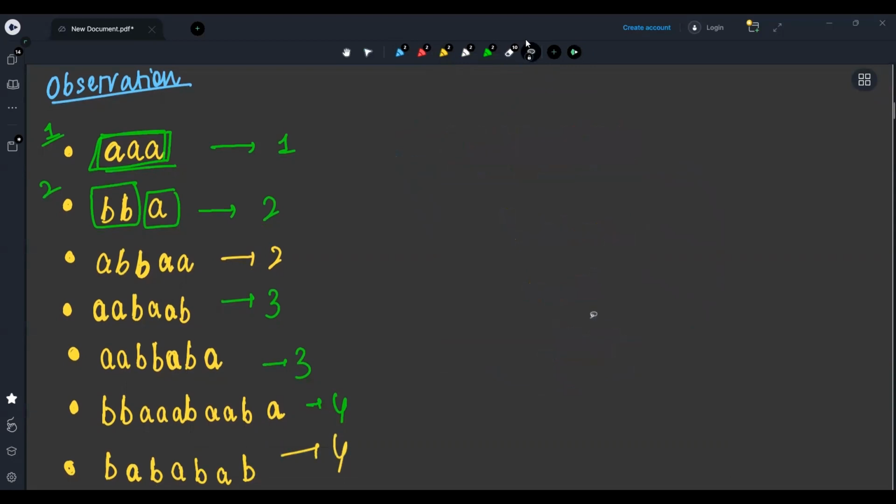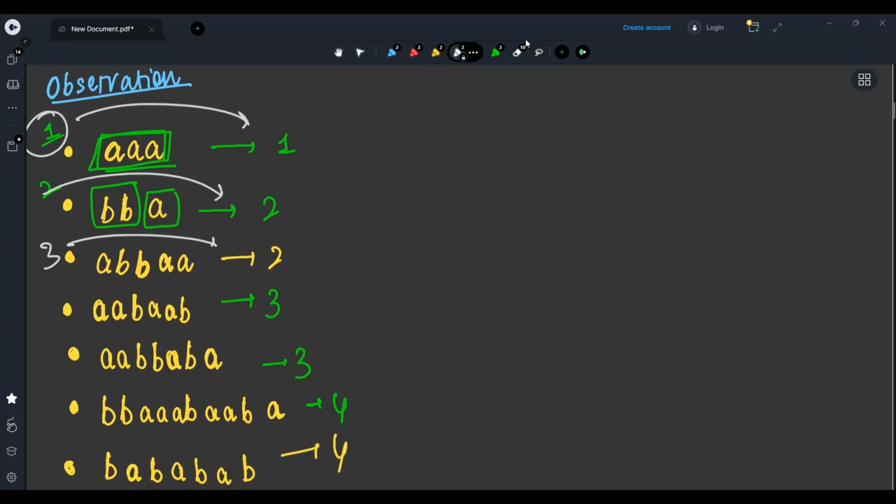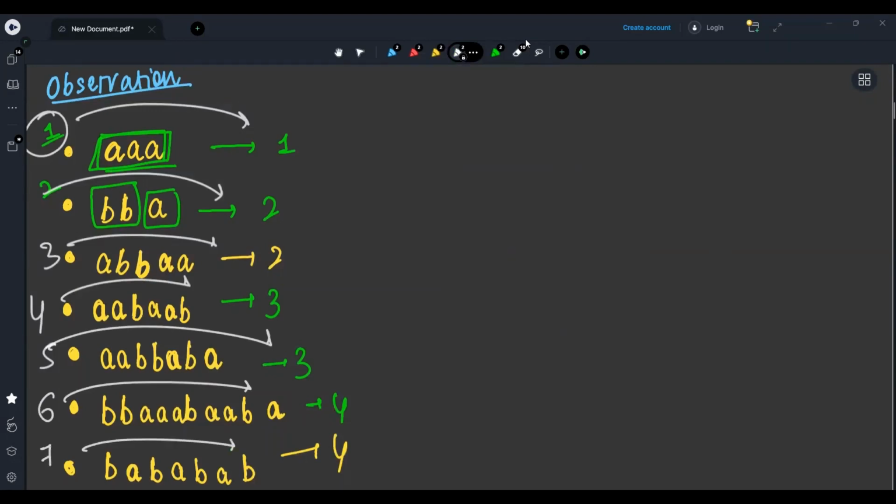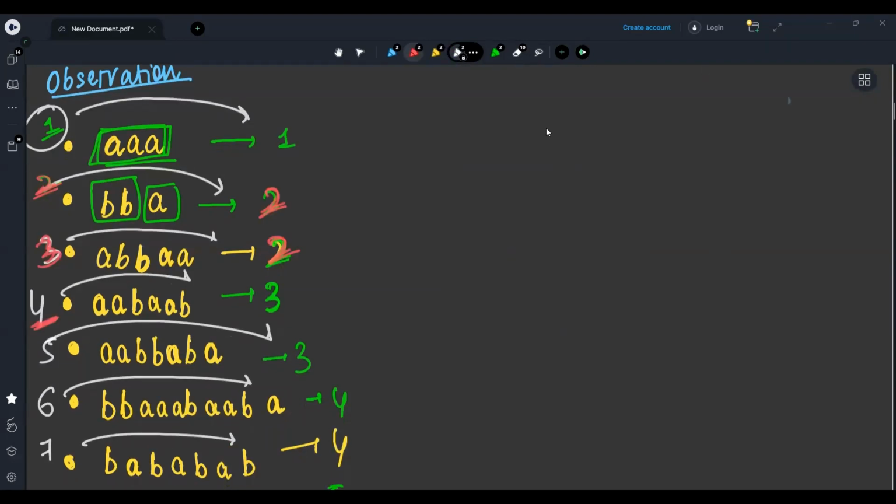You have observed something? Yes. One thing that you observe, with one group, I was getting one operation. Two groups, two operations. Three groups, two operations. Four groups, three operations. Five groups, three operations. Six groups, four operations. Seven groups, four operations. So we can observe that for one, I was getting one.